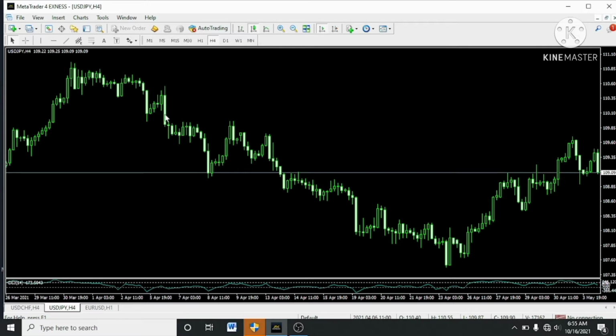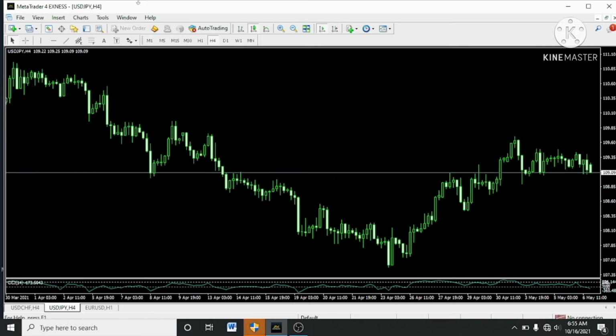And you know very well we have two types of order flows. We have the bearish order flow, okay? Then we have the bullish order flow.